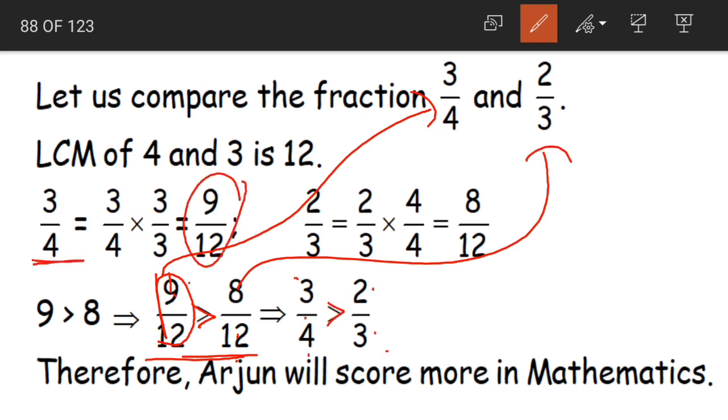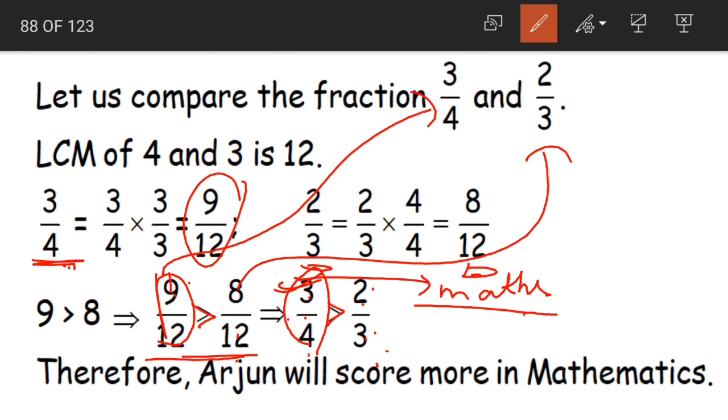Here 9 by 12 is nothing but 3 by 4, and 8 by 12 is nothing but 2 by 3. So 3 by 4 is greater than 2 by 3. And what was this 2 by 3, children? 2 by 3 were the number of correct questions answered in the subject mathematics. So as he has answered more correct questions in maths, he will score more in mathematics.